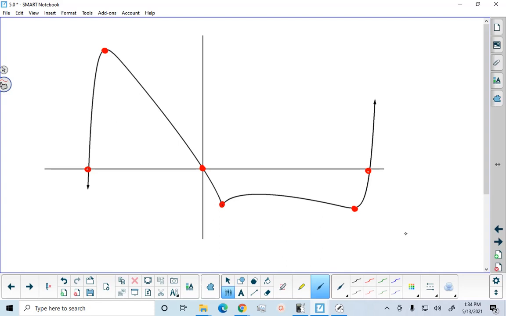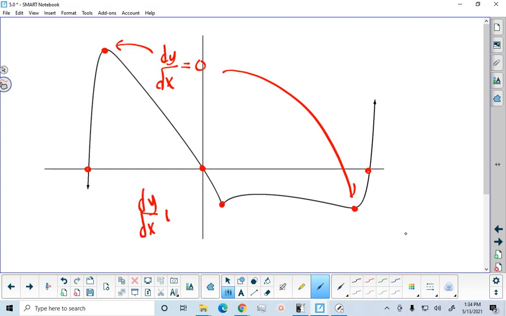They are points where the derivative is equal to 0 or where the derivative is undefined.